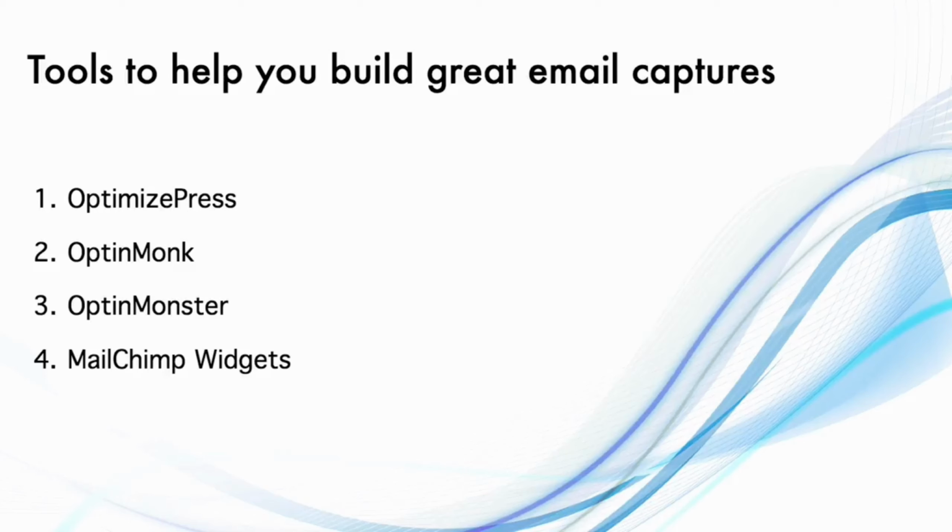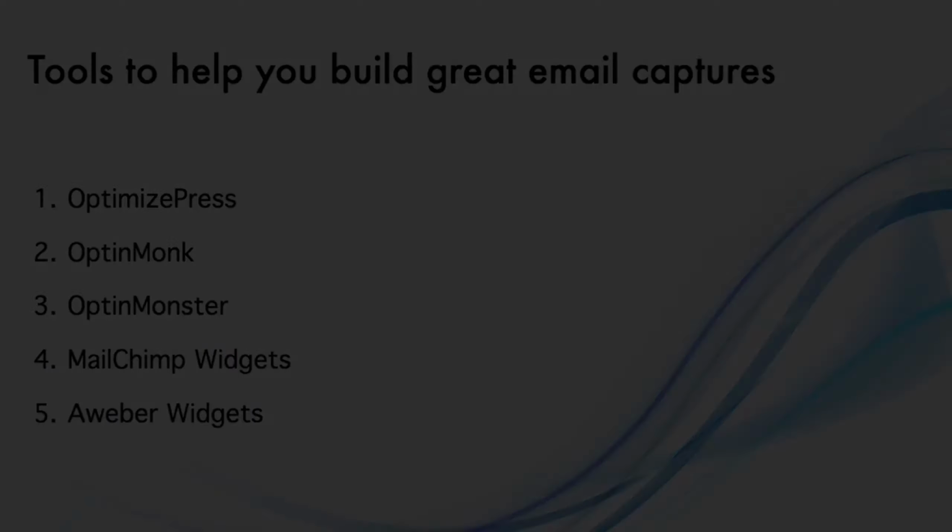You can use MailChimp widgets. If you have subscribed to MailChimp, you can go to MailChimp and take their widget in the form of an email capture, and you can put it on your WordPress blog. Same thing with Aweber. You can go to Aweber, create a widget, which is basically a subscription widget, and you take that widget and put it on your website or blog, and you can start capturing emails.